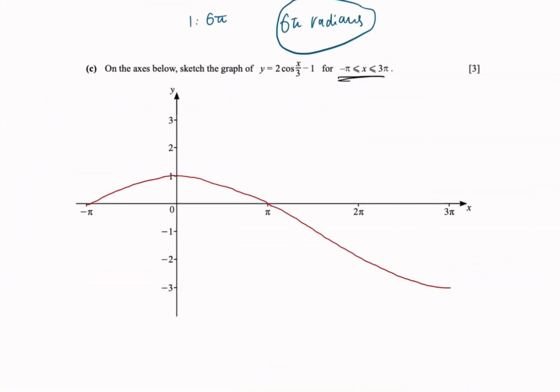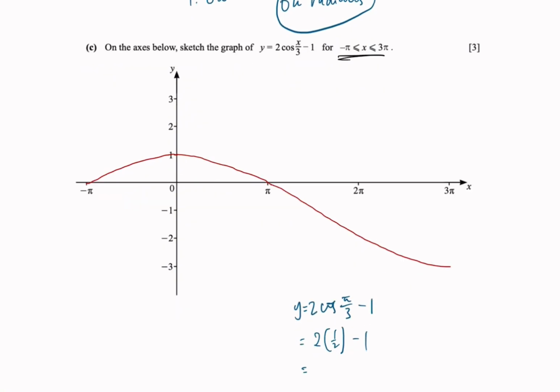So the easy way to figure out where the graph crosses the x-axis is to sub the x values inside the equation. Cos pi over 3 is also equal to cos 60 degrees if you work in degrees. So it's just a half, 2 times a half, minus 1. And that's just 1 minus 1, which is 0. So when x is equal to pi, y is equal to 0. So we know that the graph will cross at (pi, 0) and (minus pi, 0).